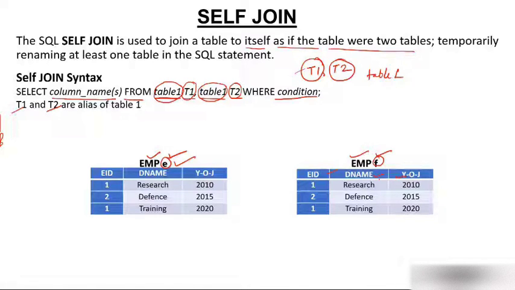Fine. If I talk about the table, employee ID 1 is working for research and he joined in the year 2010. And employee ID 2 is working with defense and he joined in 2015. And if I talk about 1 again, then 1 is working in two departments. One is research and one is training, but he joined training in 2020. So employee ID 1 is working with two departments. In one he joined in 2010, and in another he joined in 2020. Fine. The same table, no need to explain further.